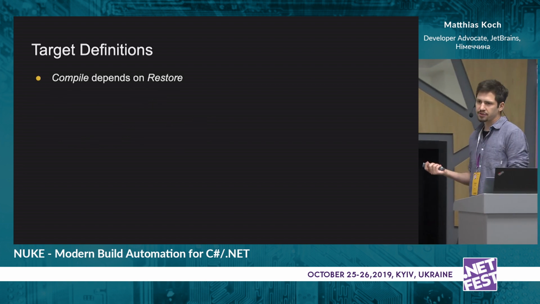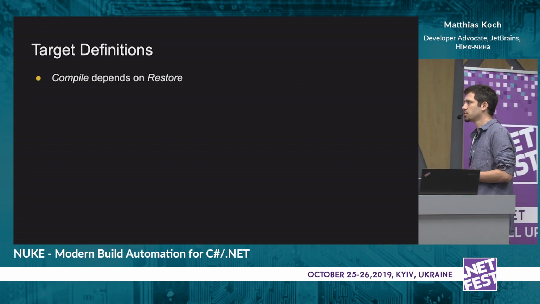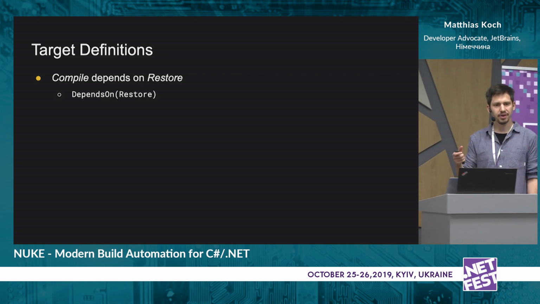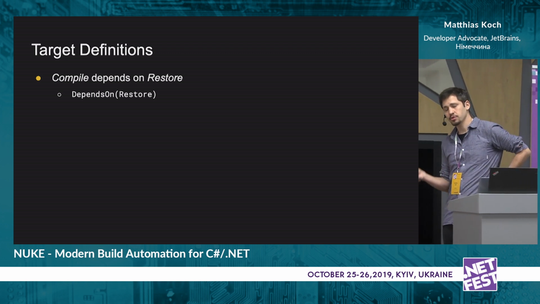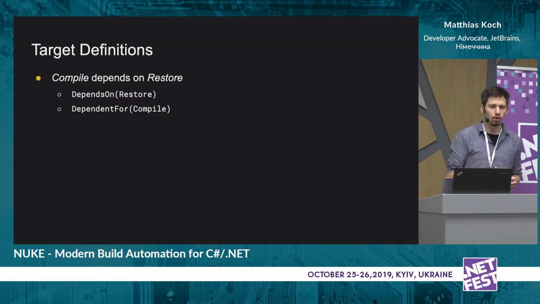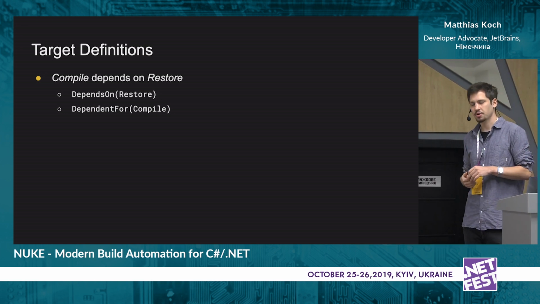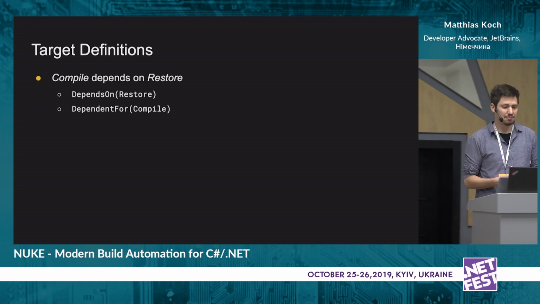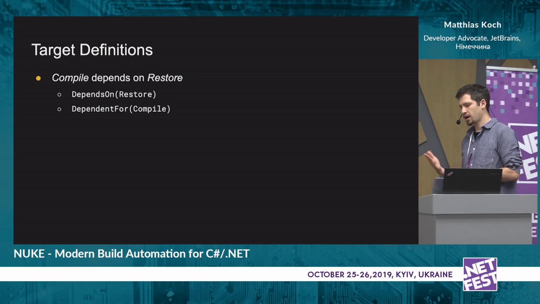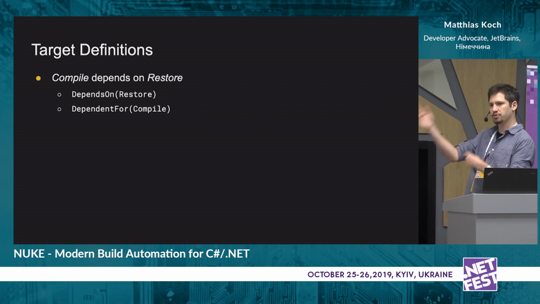Okay, next thing is the target model. And something that everyone by now probably knows, we can define dependencies between targets. So compile depends on restore. I have either the option to call something like depends on restore, or I can make it the other way around. And on restore, I can say it's a dependent for compile. So it supports both ways. Why does it support both ways? Basically for extensibility. So sometimes if you have a base build class that you cannot really extend, you can still introduce targets as a dependency, but from the other way around.